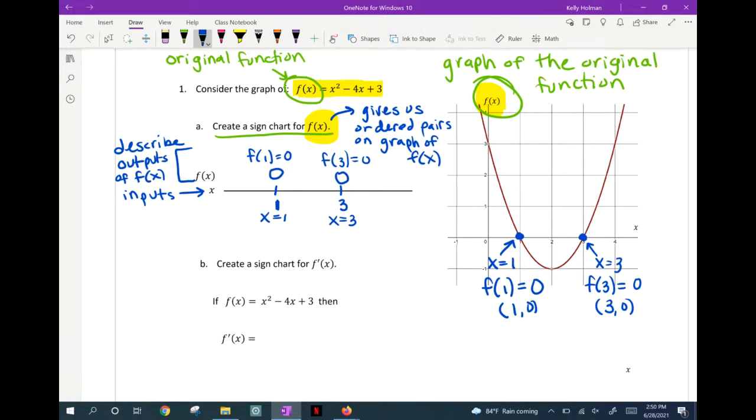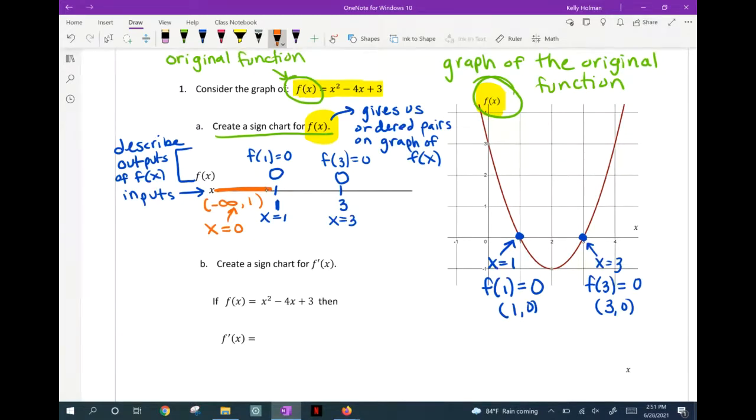We call those inputs partition numbers. They partition my number line into different regions. So now let's look at those regions. This first region represents all the inputs from negative infinity until I hit 1. Since this is continuous, I just have to pick one test point out there, any number between negative infinity and 1. So let's pick x equals 0. It's always easy to work with 0.